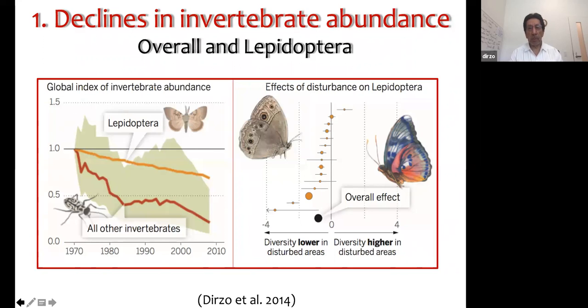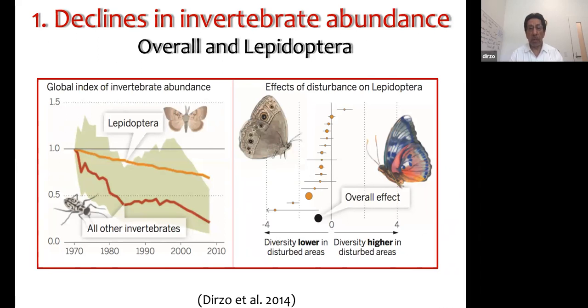On the right-hand side panel, you can see data from a meta-analysis looking at the effect of disturbance on Lepidoptera species diversity. In this graph, you have changes with respect to zero. If you move to the left of the graph, those would be changes in the species richness of Lepidoptera in disturbed habitats, compared to the situation that you would see when you move from zero to the right in disturbed habitats.